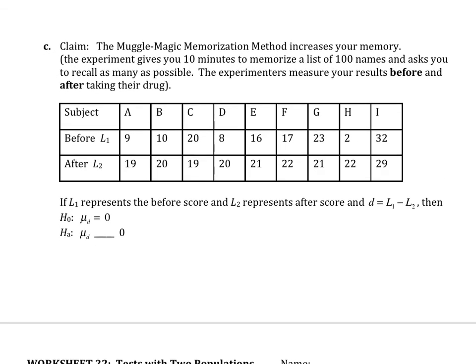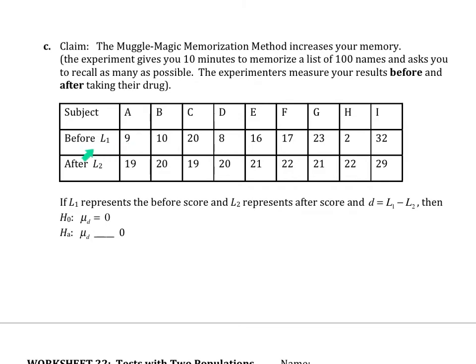All right, let's look at part C. The claim is the Muggle magic memorization method increases your memory, whatever that is. The experiment gives you 10 minutes to memorize a list of 100 names. I'm going to do horribly with that. And you're asked to recall as many as possible. I think they're hoping that after going through this method, you can recall more names because you have more memory now.